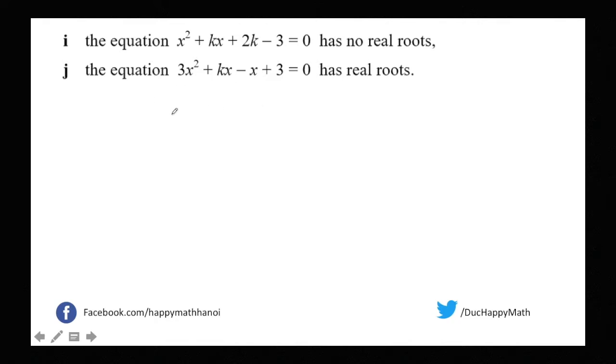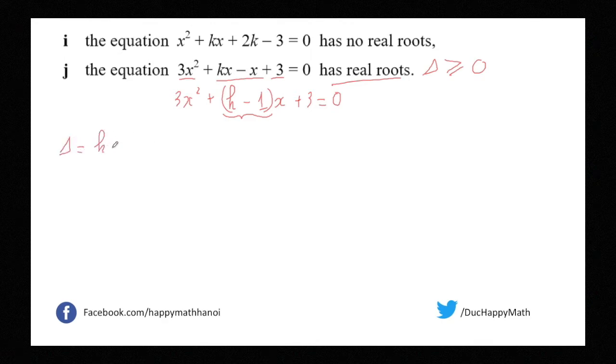Okay. Question J. You have to rearrange all of them because the value of b has to be the coefficient of the first degree variable. So this value is b, and it has a real root. It means the delta has to be greater than or equal to 0. And you have to set the delta as k minus 1 squared minus 4ac.